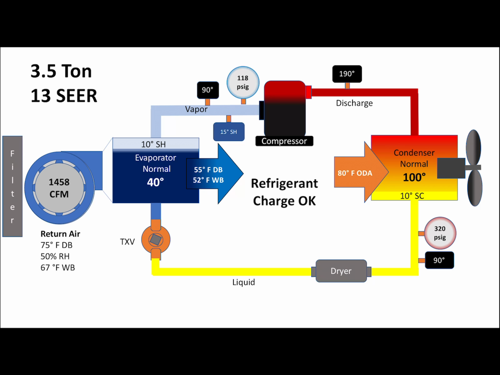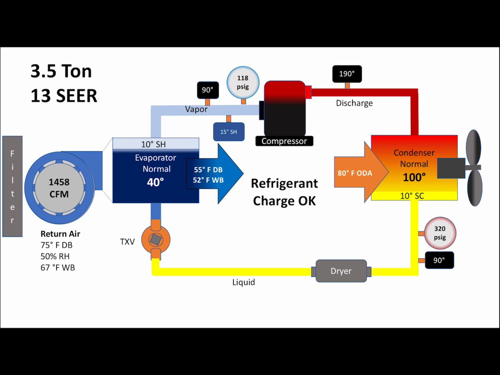Heat travels from hot to cold, so that warm air, when it goes through the blower and hits that evaporator coil, the heat's going to travel from that warm air into that cold evaporator coil, and now that air is going to come out the other side at 55 degrees and maybe a 52-degree wet bulb. And then that refrigerant in the system's boiling away, and we now have this heat-laden vapor that's going to go through the compressor.